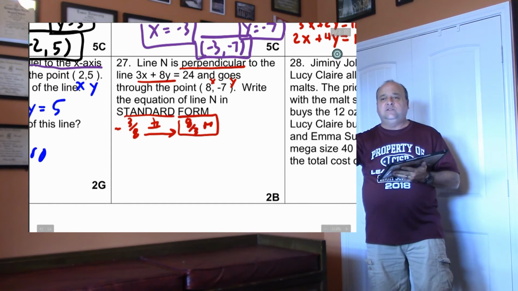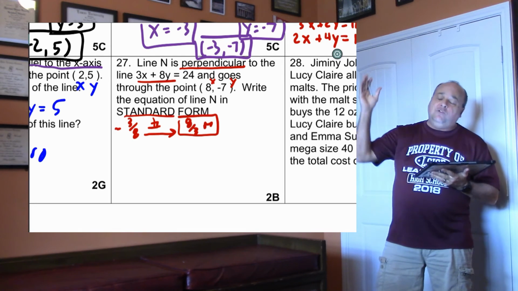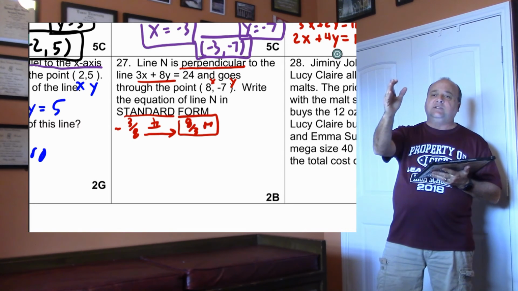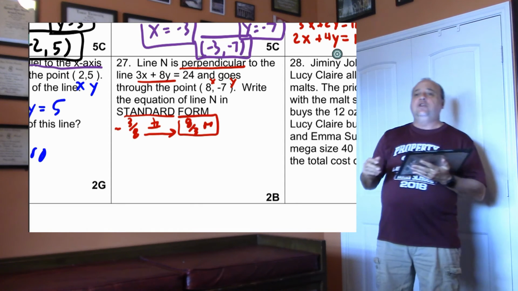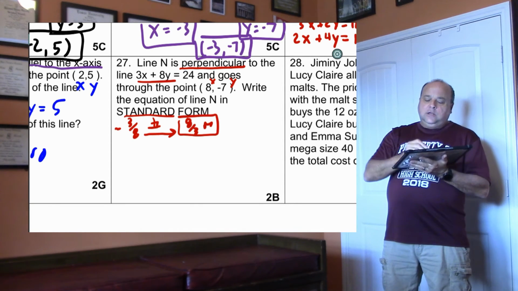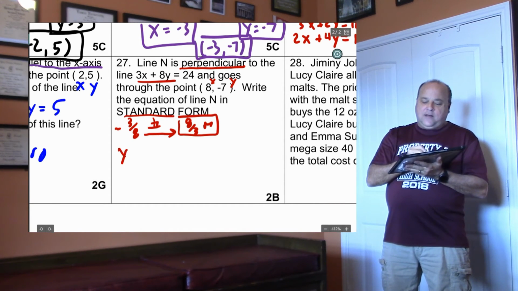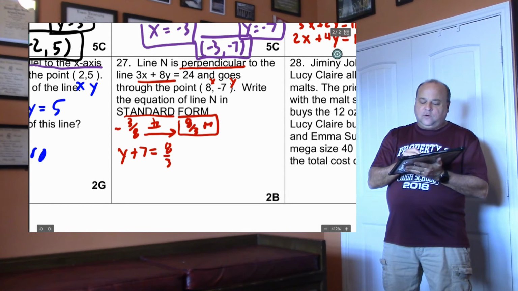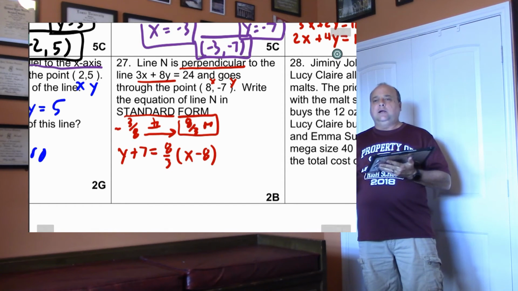So we're going to plug this into point slope and switch it. If you've been doing this all fall, it is not hard. This is the hardest thing you did in the fall. Okay, so let's write this down. We're going to have y, the opposite of a negative 7 is plus 7, equals the slope's 8 over 3, parentheses x minus 8. Boom. I just plugged it in a point slope.